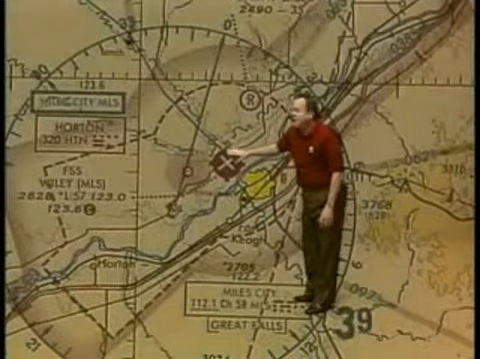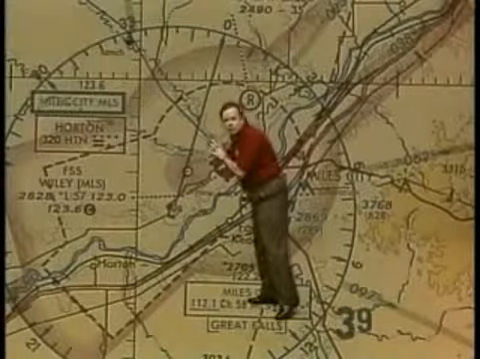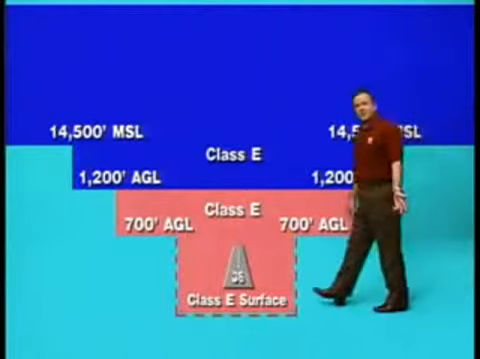So this magenta dashed line says that Class E is extended all the way down to the ground, and that's called surface area Class E, and it's shown by what they call that segmented line. I call it a magenta dashed line, and that means Class E airspace goes all the way down to the ground. Now, let's you and I take a look at the structure of Class E airspace.